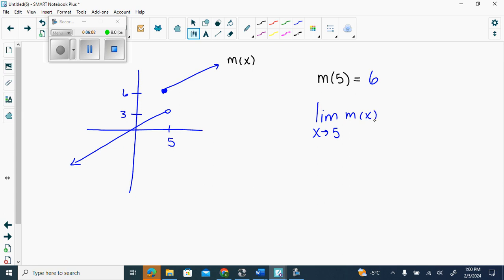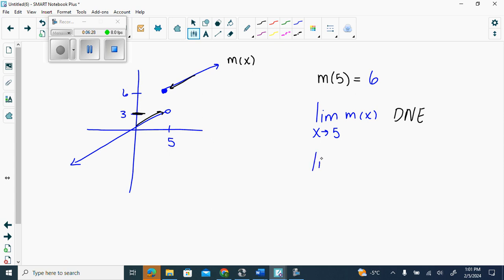Okay, from the left, what's it approaching? Pretend this is even with it. It's approaching 3. From the right, it's approaching what? Are they approaching the same thing? So the limit doesn't exist. I can give right and left-handed limits. So this is what we can show.